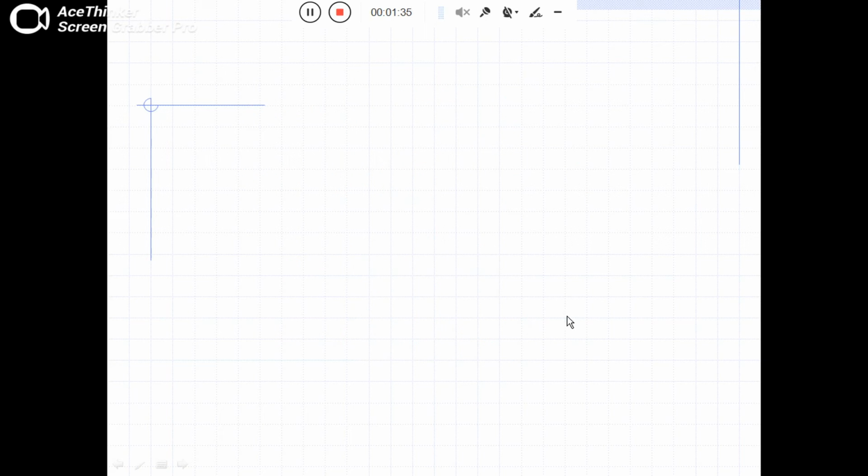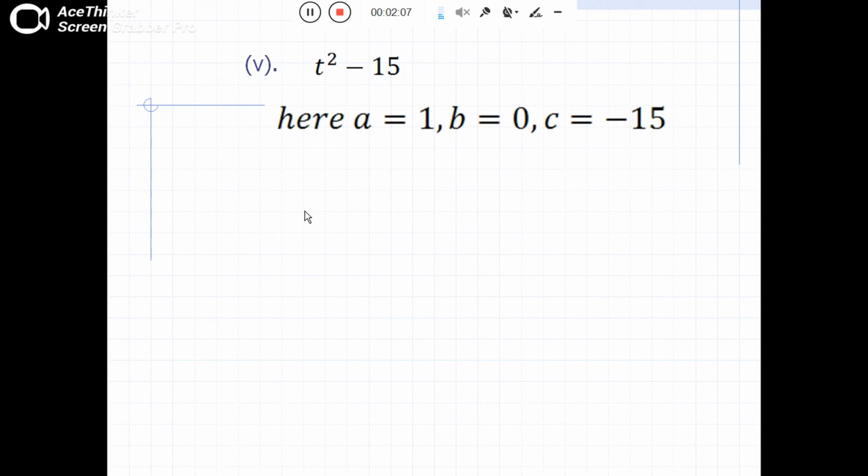Okay, let us take the other example which we have taken, the fifth part of this question. In the fifth part, the polynomial given is t square minus 15. Compare this t square minus 15 with the standard form of a quadratic polynomial, ax square plus bx plus c. Here the variable is t, so at square plus bt plus c. You will get the values of a, b and c. A is equal to 1, which is the coefficient of t square. B is equal to 0 because there is no t term, and the constant term is minus 15.